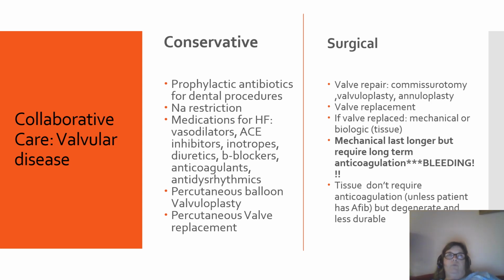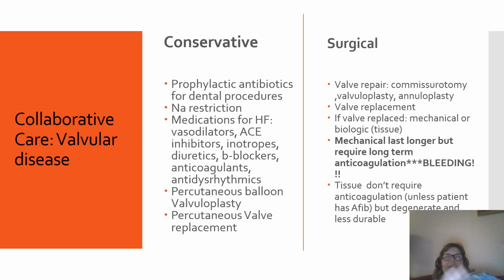They may try to repair the valve, doing a commissurotomy, a valvuloplasty, or an annuloplasty. And basically, what they're trying to do is repair the leaflets or tighten them up a little bit, depending on the problem. They may replace the valve completely. They'll either use a biologic tissue valve, which is usually porcine, or a mechanical valve.